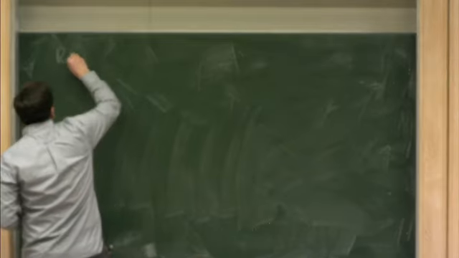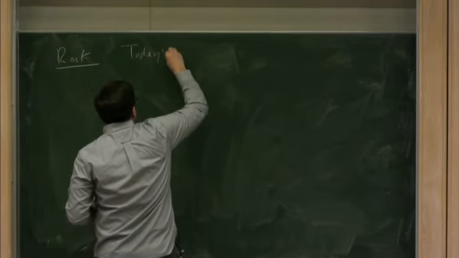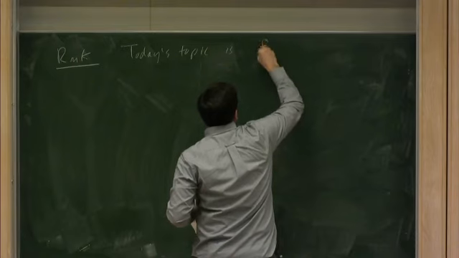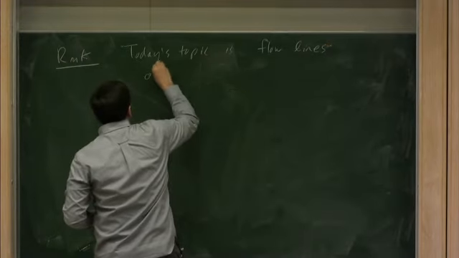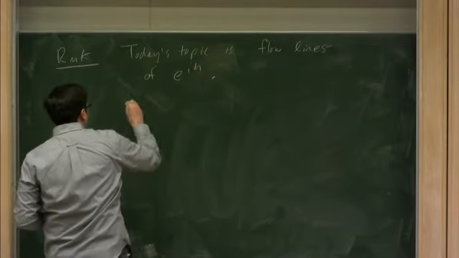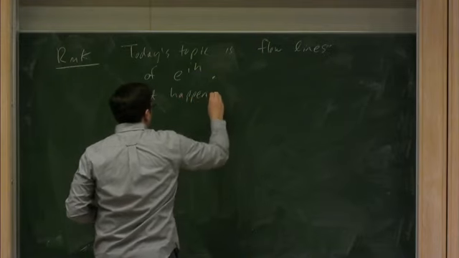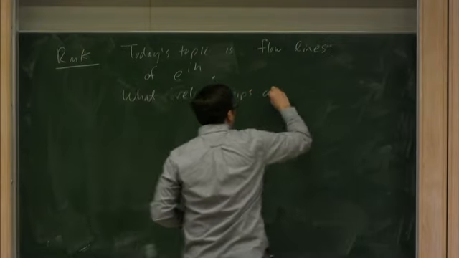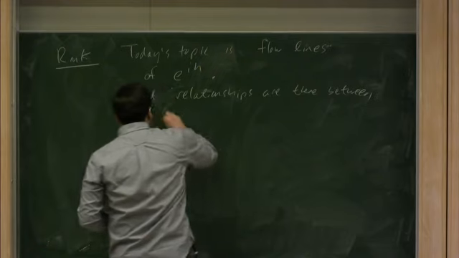Okay, so what are we doing for today's topic? It's sort of studying or making sense of the flow lines of e to the iH, where h is a Gaussian free field. It's natural to ask, though, what relationships are there, let me say it that way, what relationships are there between SLE and e to the gamma h?